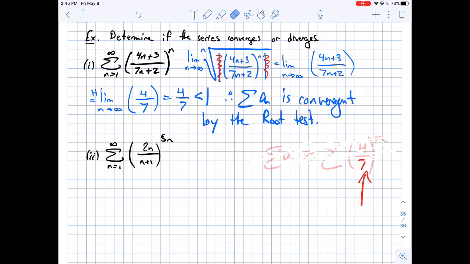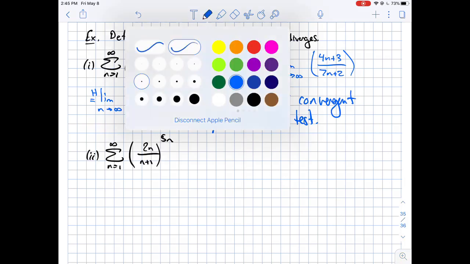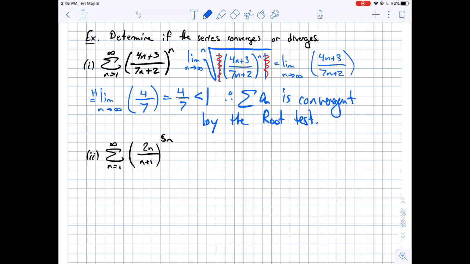Okay, so let's get rid of this. That's what's going on behind the scenes here. Otherwise, the ratio test just gives us right away that our series is convergent. So let's go and take a look at the second one.